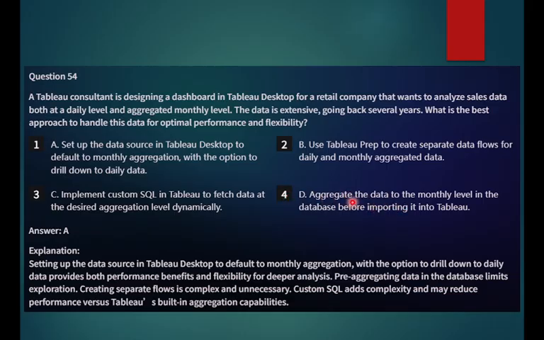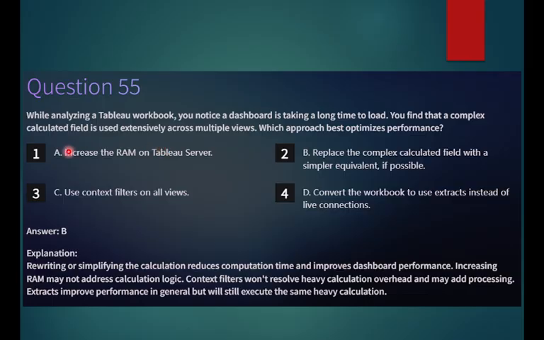So option D is not correct here. Moving to the next question. While analyzing a Tableau workbook, you notice a dashboard is taking a long time to load. You find that a complex calculated field is used extensively across multiple views. Which approach best optimizes the performance?